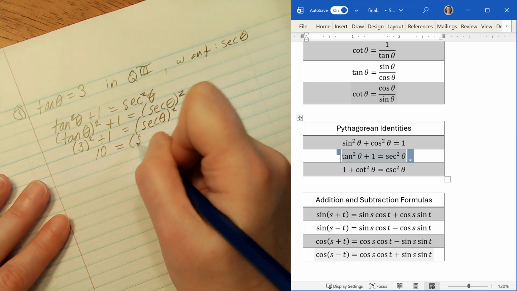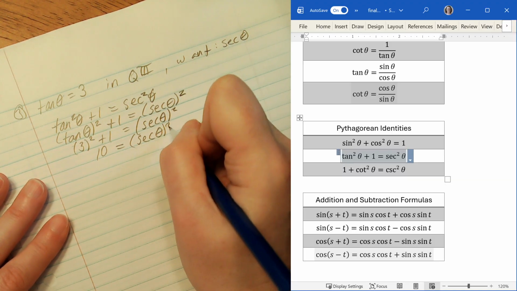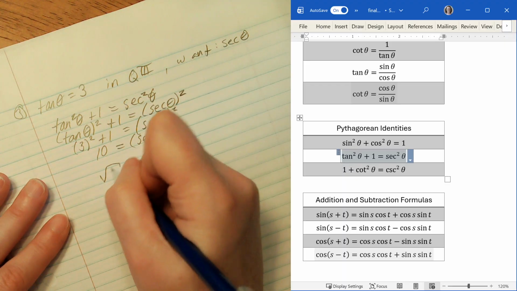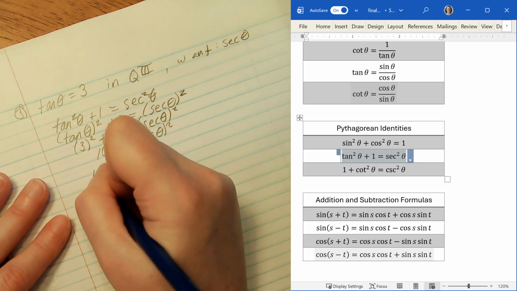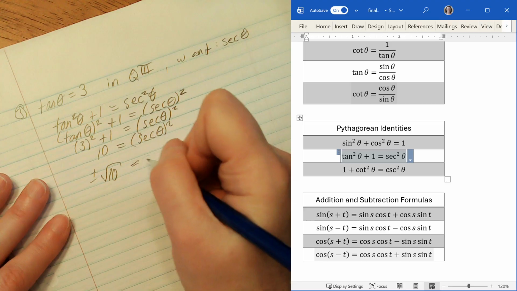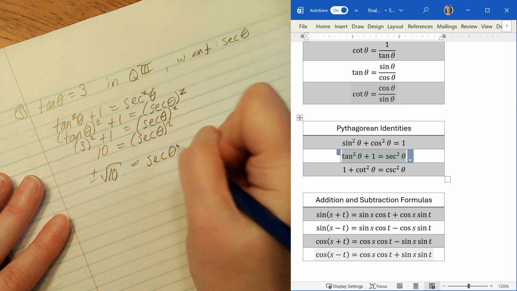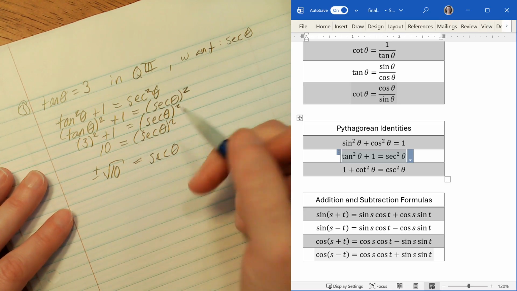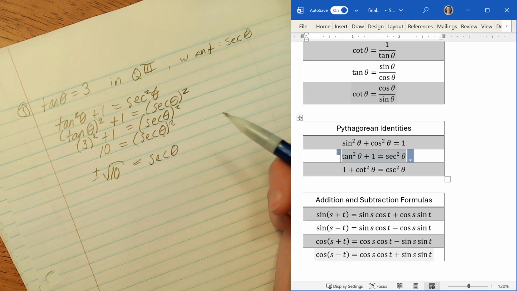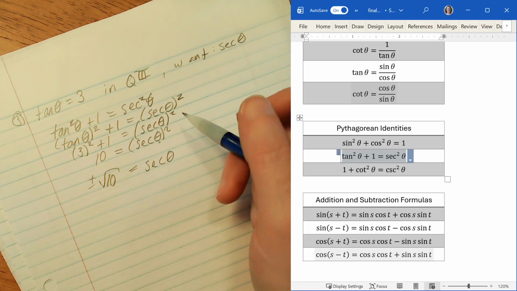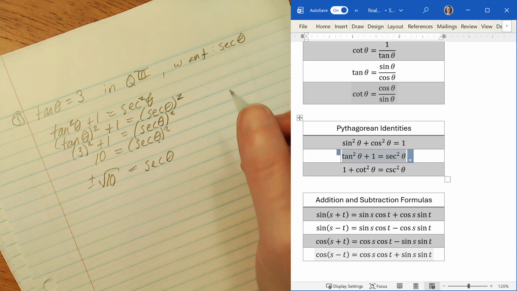Okay, and then to solve for secant theta, we just need to square root both sides. Remember, when you square root in a solution process, you need to put a plus minus because either the positive or negative version of that would satisfy the original equation. Now, which one should it actually be?